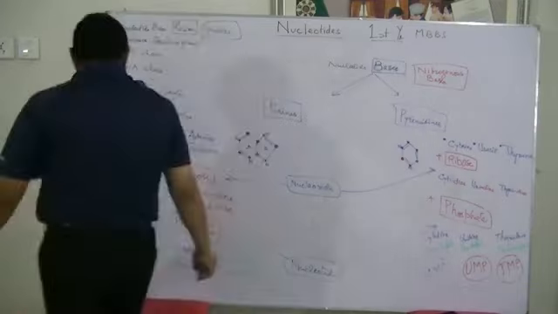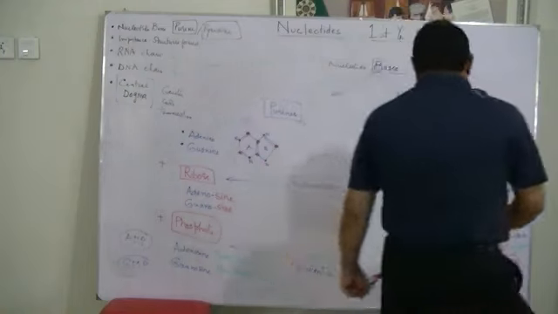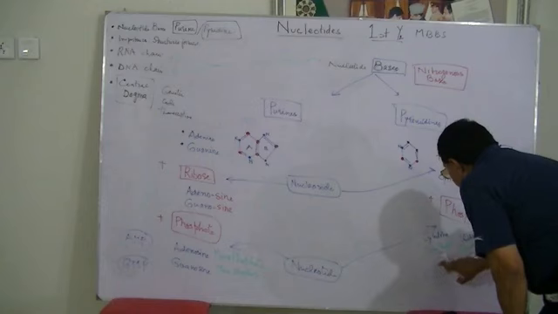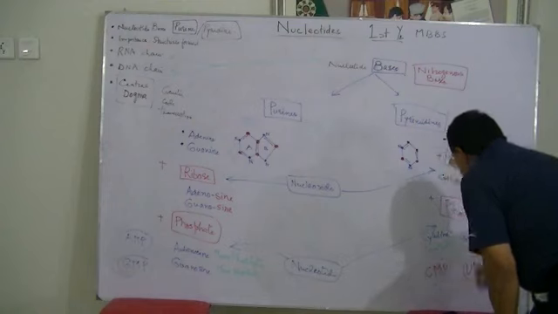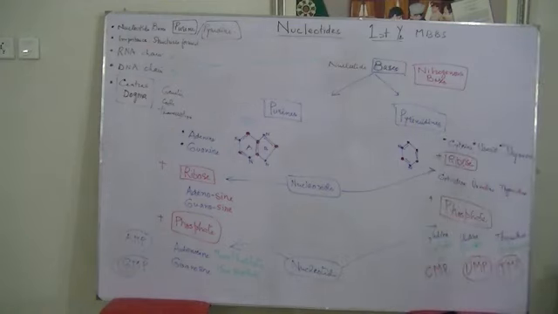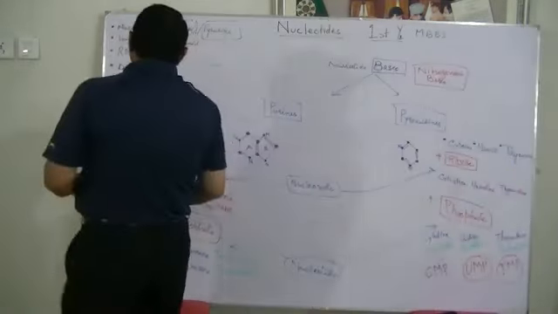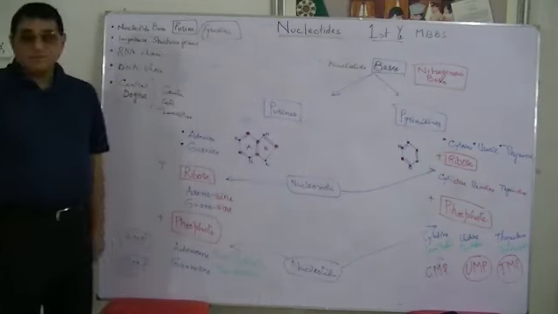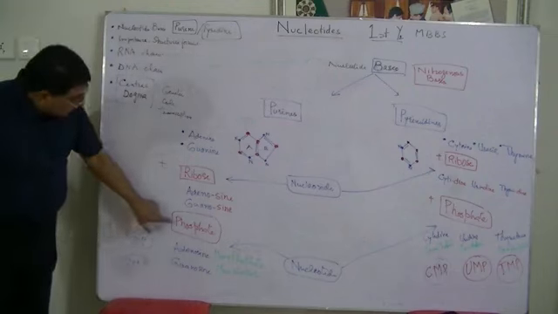I'll write again. This is AMP, GMP. And over here you've got cytidine monophosphate, uridine monophosphate, and thymidine monophosphate. So now they are ready to form RNA chain, DNA chain. And remember, there is only one phosphate group attached.